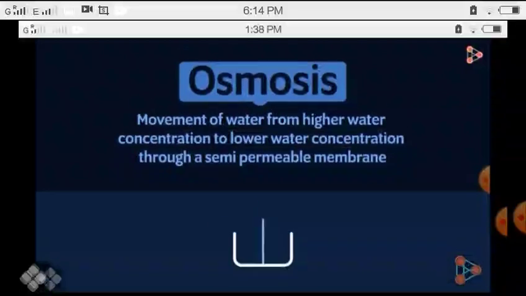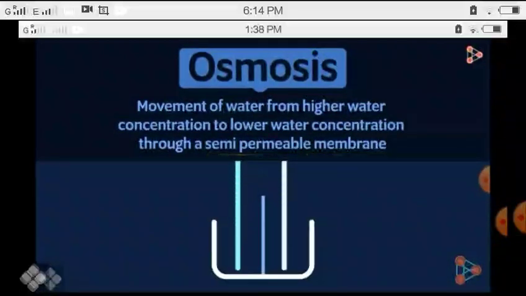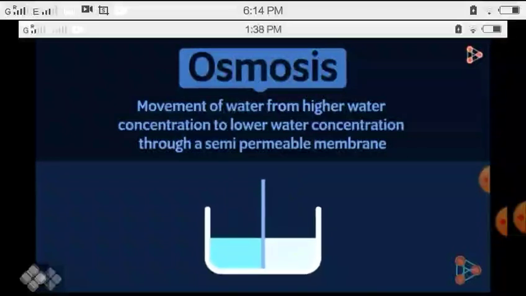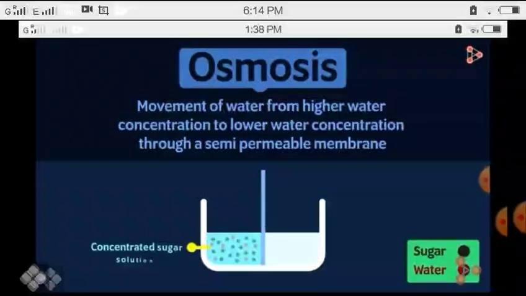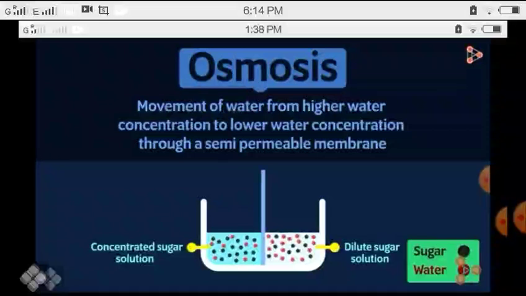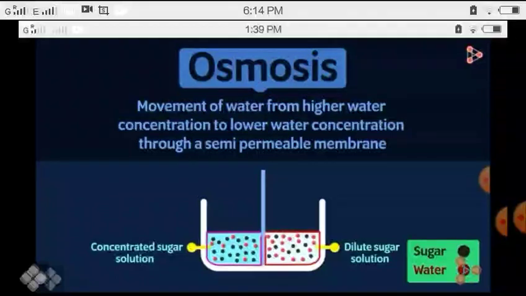So let's say we have this container which is partitioned by this semi-permeable membrane. Now we add sugar solutions at both these sides. However, the concentration of each is different. Here we add concentrated sugar solution, while here dilute sugar solution. That means the concentration of water in this solution is obviously more compared to this.